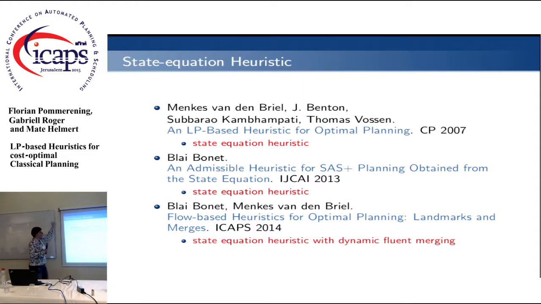The state equation heuristic is also part of the previous slide, but I collected it here. It was originally introduced by Menkes van den Briel, Benton, Kambhampati, and Thomas Vossen. For some reason, this work didn't get the attention it deserved and was rediscovered from a different angle by Bonet. They joined forces last year and introduced dynamic fluent merging into this state equation heuristic topic.